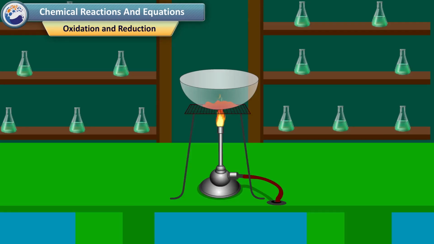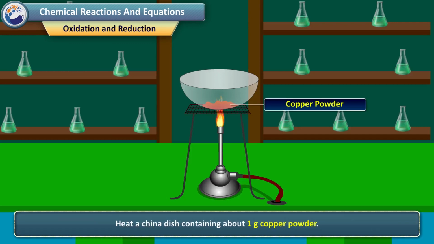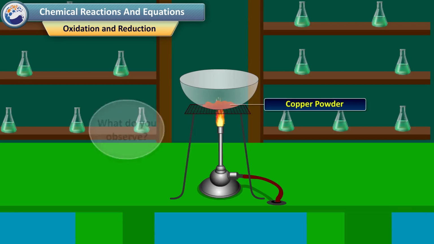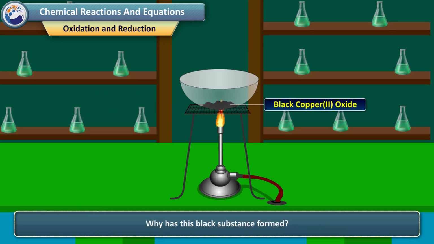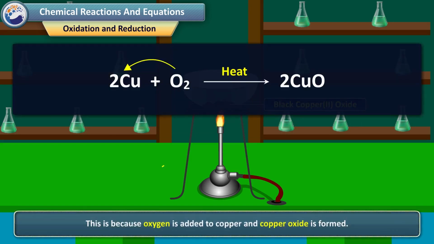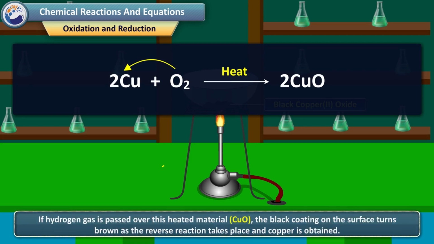Oxidation and reduction. Heat a china dish containing about 1 gram copper powder. What do you observe? The surface of copper powder becomes coated with black copper II oxide. Why has this black substance formed? This is because oxygen is added to copper and copper oxide is formed. If hydrogen gas is passed over this heated material, that is copper oxide, the black coating on the surface turns brown as the reverse reaction takes place and copper is obtained.